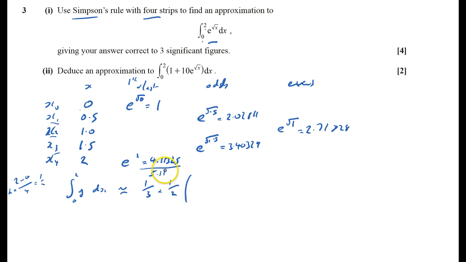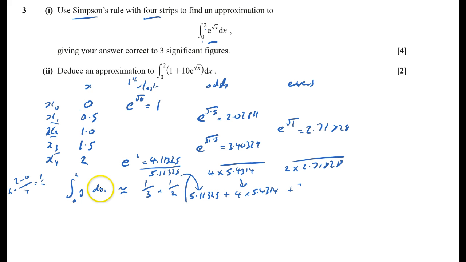Pretty easy, 5.11325. I need to add up the total of the odds, which is 5.4314, and that one obviously is 2.71828. But the odds, I need 4 of those, and I want 2 of the evens. You look at the formula sheet, it's pretty clear. So I want just one of the first and last, 5.11325, plus 4 lots of those times 5.4314, and 2 lots of the 2.71828.